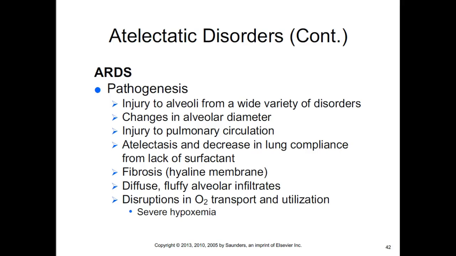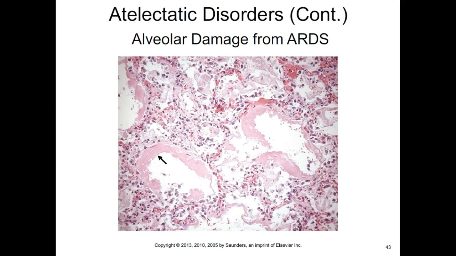Right, so injury to the alveoli could be from a wide variety of disorders. There are changes in alveolar diameter, and injury to the pulmonary circulation, atelectasis, which is lung collapse, and decrease in lung compliance from lack of surfactant. You might see fibrosis in the hyaline membranes, diffuse fluffy alveolar infiltrates, and a lot of disruptions in O2 transportation, resulting in a severe hypoxemia.